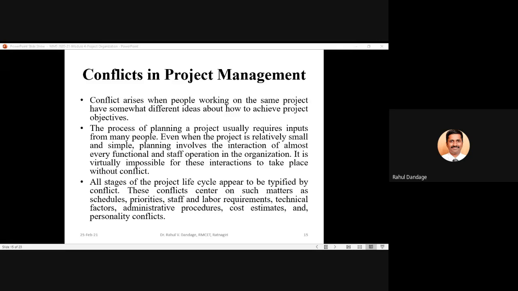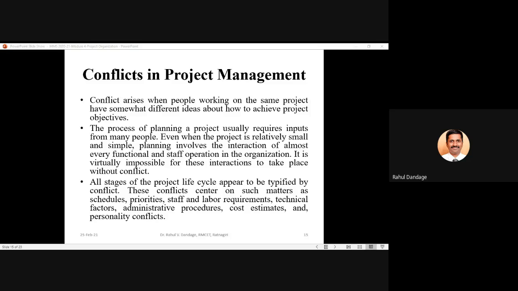If you are working on some mechanical project and you want to use a certain specific material, somebody else will say that this material is not good, the technical properties of this material are not sufficient, we should go for something else. The technical factors may be with respect to certain software which is to be used, certain infrastructure which is to be adopted, or some other factors like testing of whatever product you are launching in the market. Based upon that, there may be some conflicts.